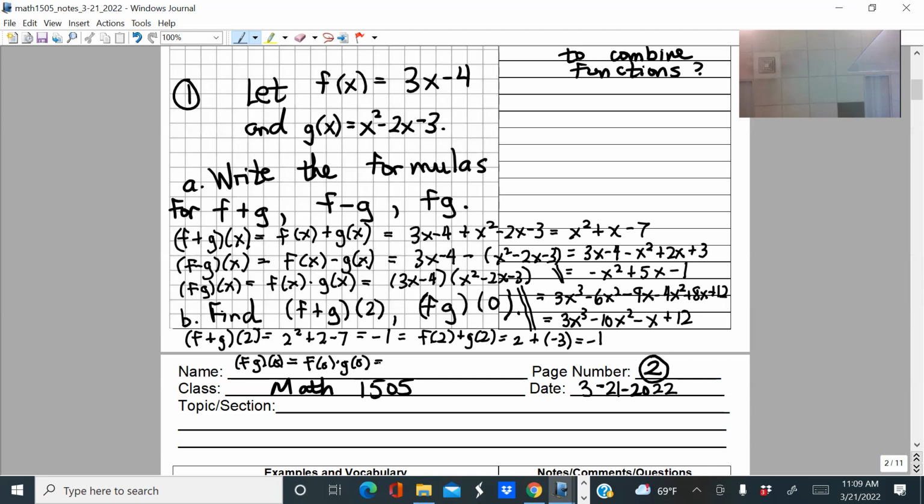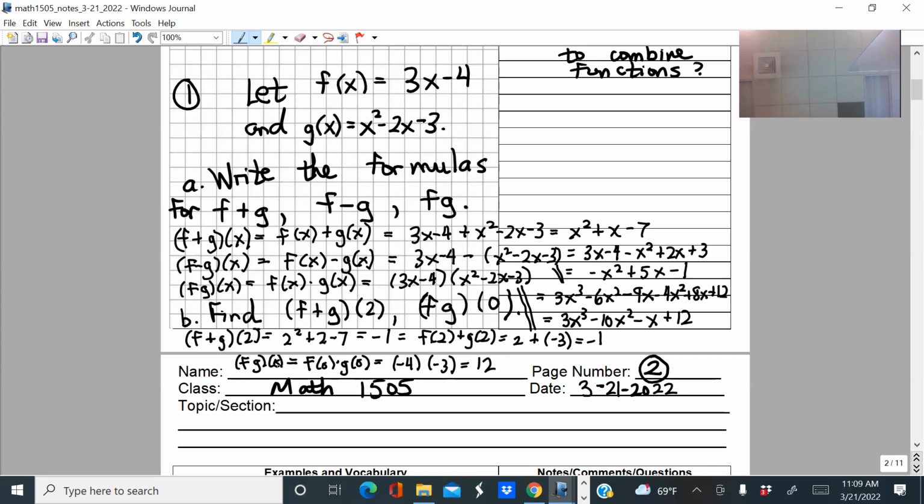Well, that should be easy to calculate. What's f of 0? You plug 0 into f, what do you get? Negative 4. And when you plug 0 into g, what do you get? Negative 3. Negative 4 times negative 3 is what? Positive 12. So f times g of 0 has to be positive 12.